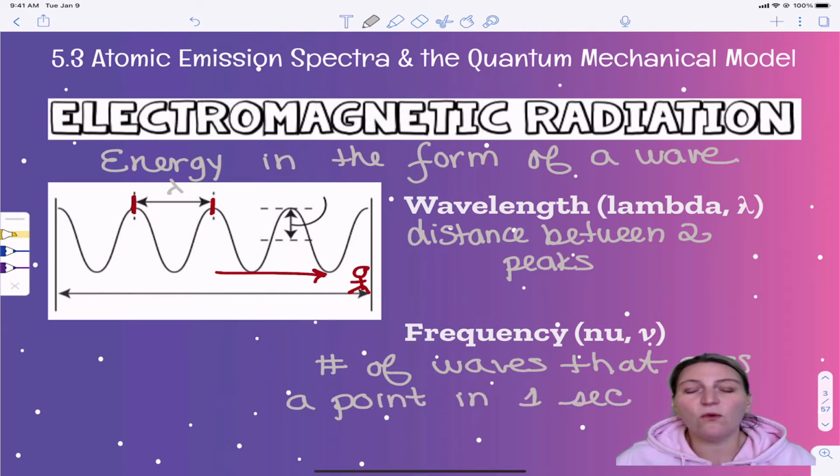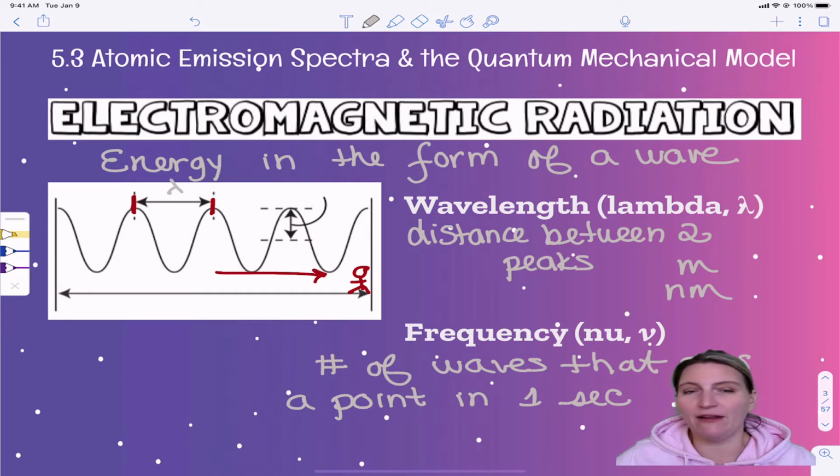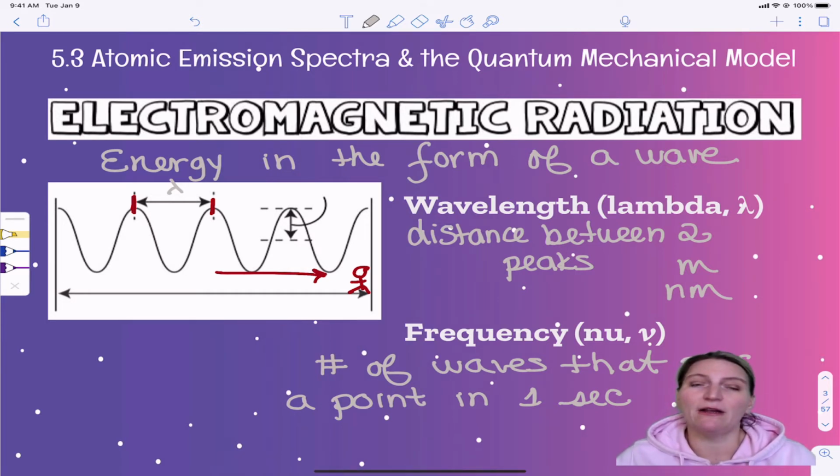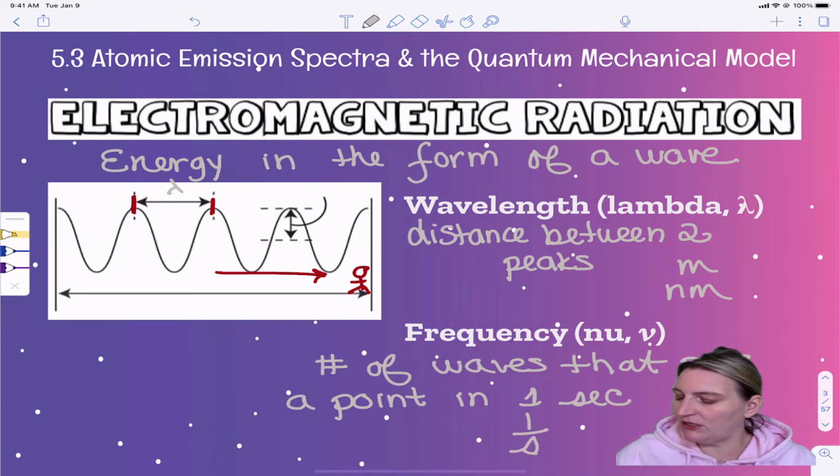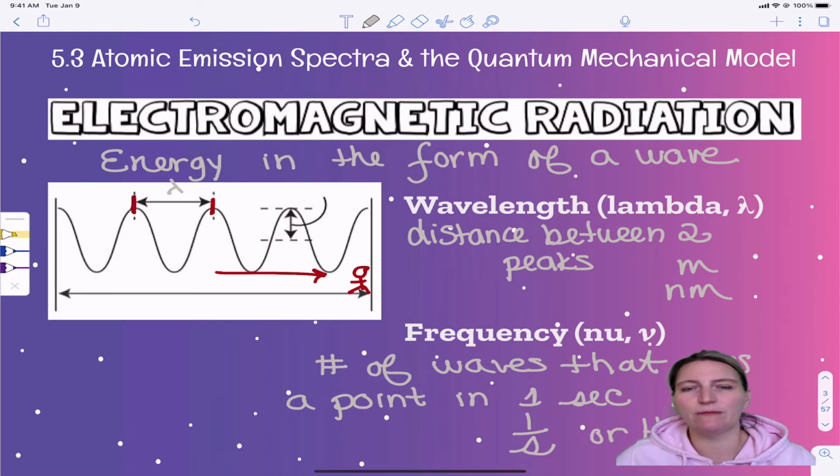The unit for wavelength has to be a length. So it is often in meters. Sometimes it can be in nanometers, but it has to be a length. The unit of frequency is a number per unit of time. So it is often 1/seconds, kind of strange, or you might have heard this one before, hertz.